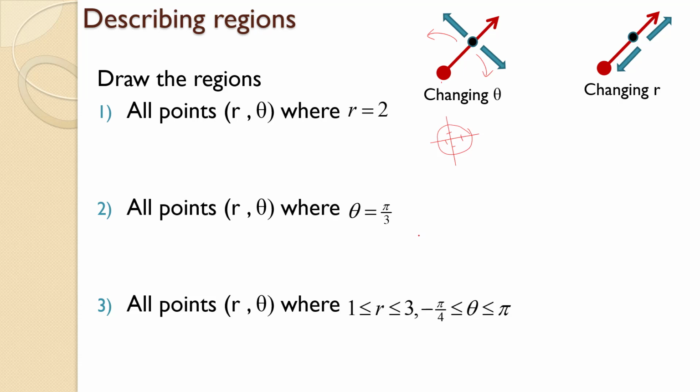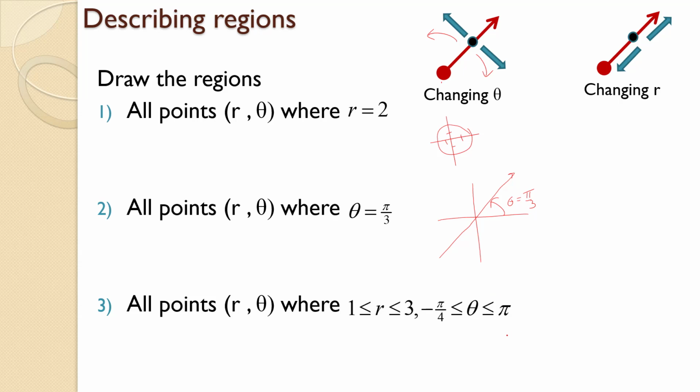On the other hand, if the angle is π/3, that would mean that the line has been rotated to a fixed position, a fixed slope. But the radius can be anything, and remember the radius can be positive or negative. So this then has to be a line going through the origin, where this angle here is π/3.